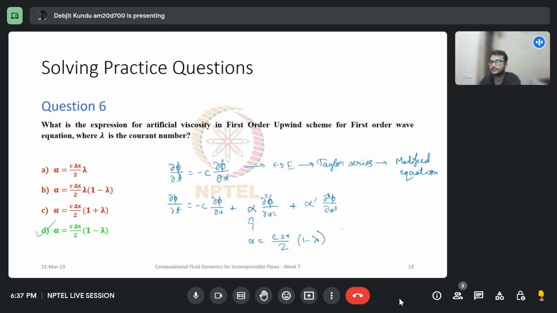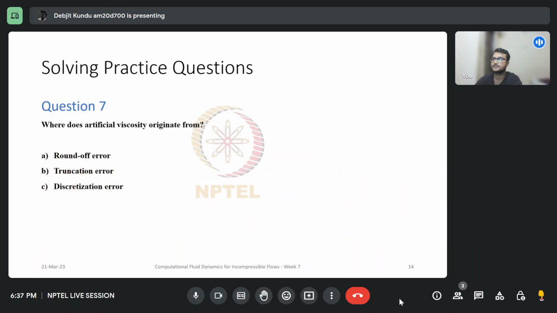And here lambda is the Courant number given by C delta t by delta x. Okay, so let's move on. We'll move on to question number 7 of today's session. Where does artificial viscosity originate from? Does it originate from option A, the round off error, option B, the truncation error, or option C, the discretization error? Where does it actually originate from?